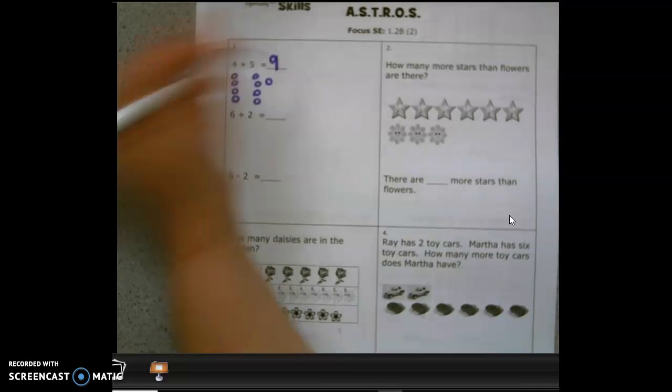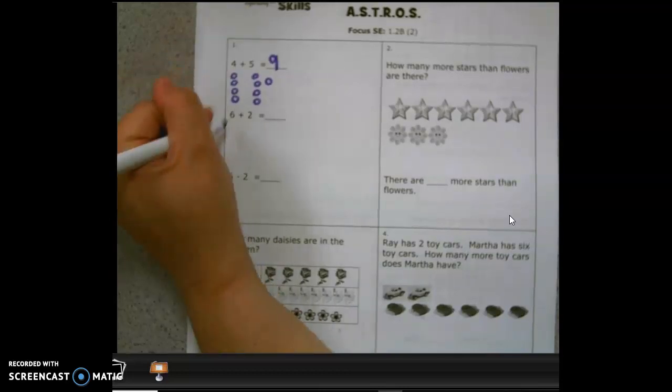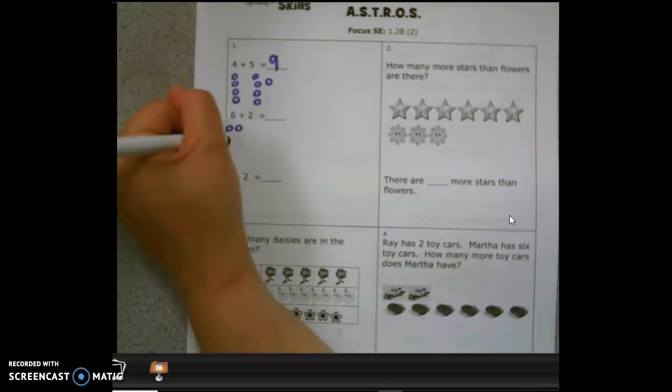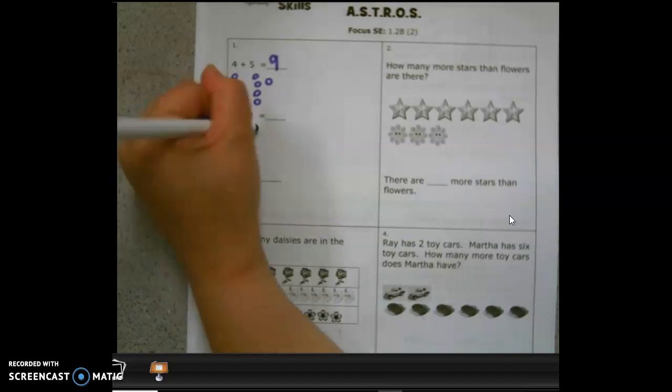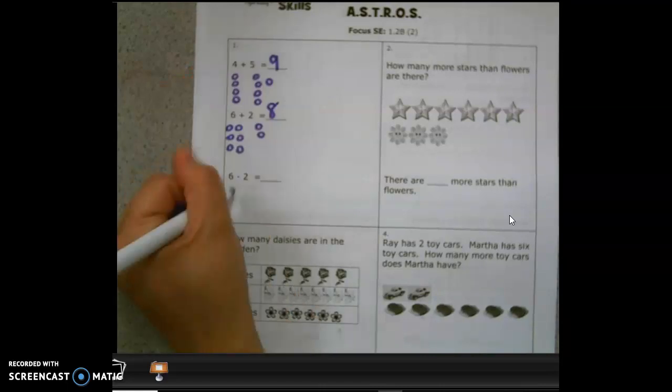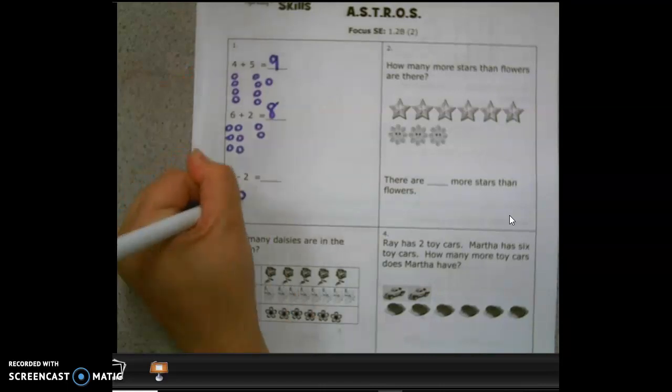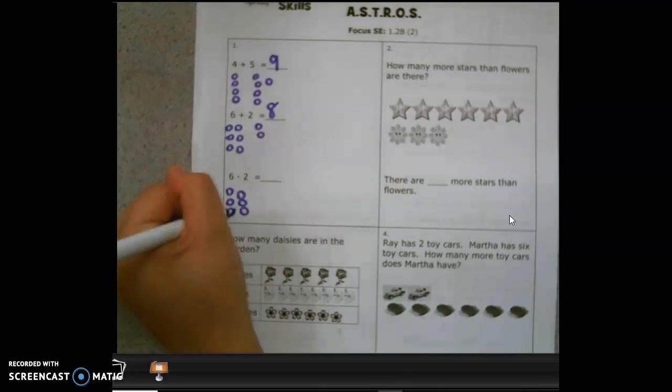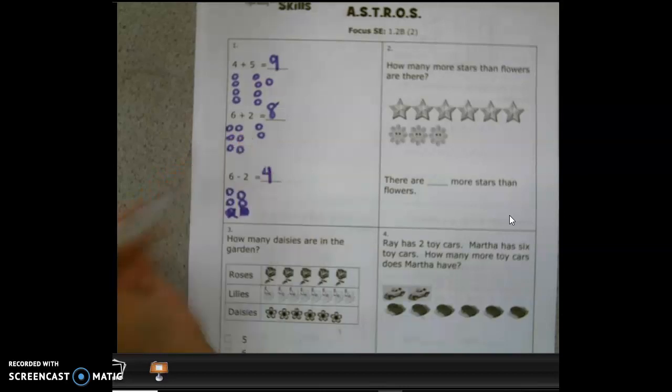My answer is 9. 6 plus 2, I have 6 circles. I add 2 more circles, 6, 7, 8. I have 6 circles. I take away 2 circles. That leaves me with 4.